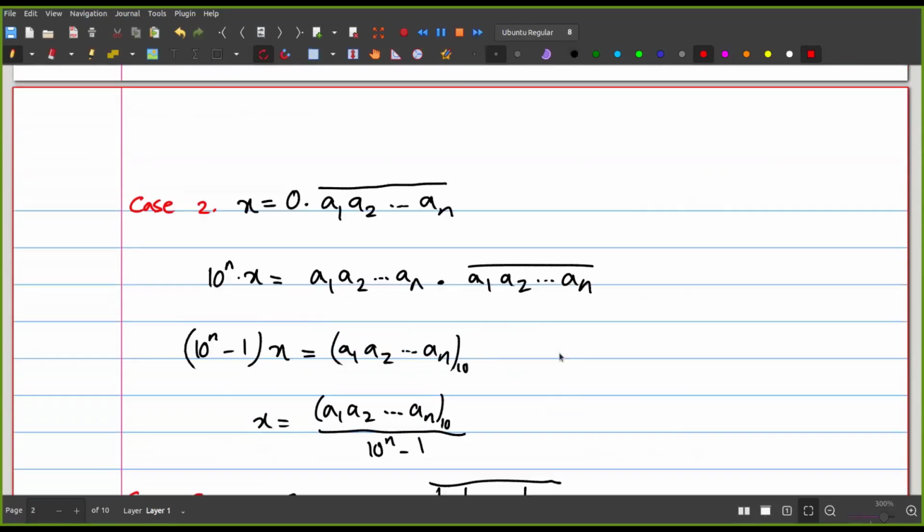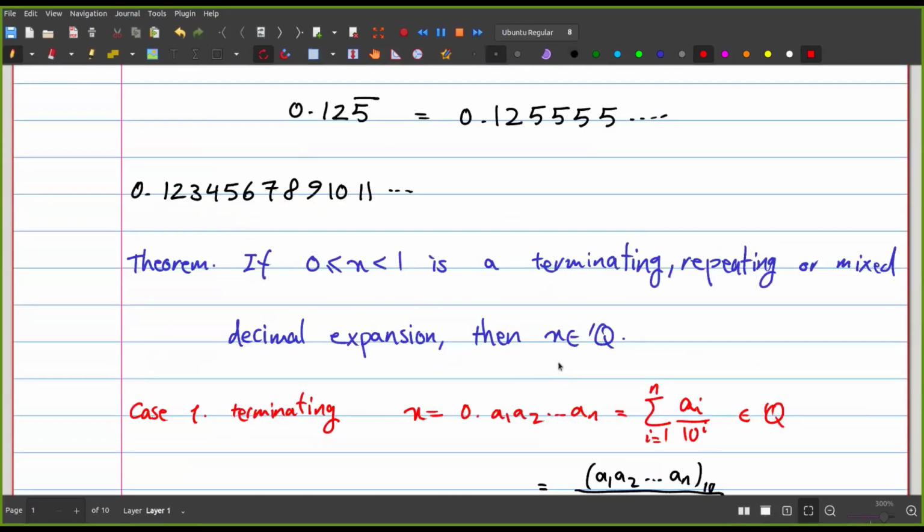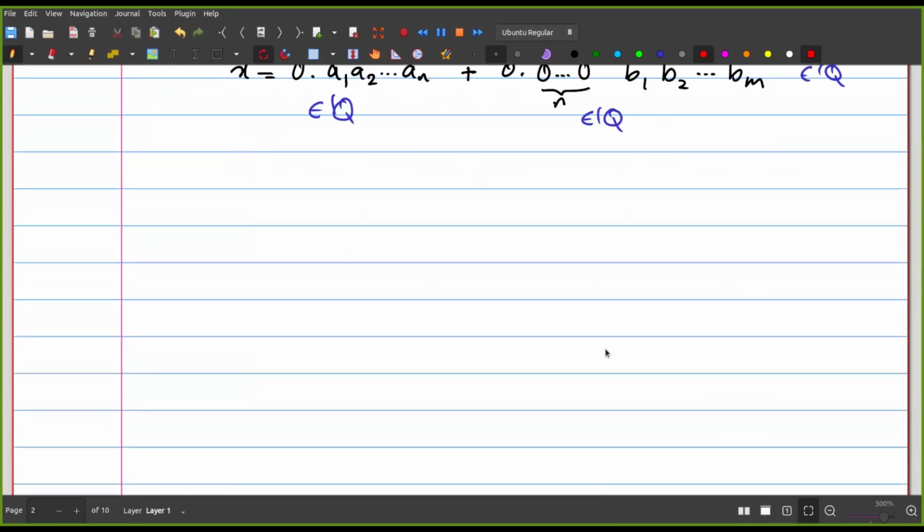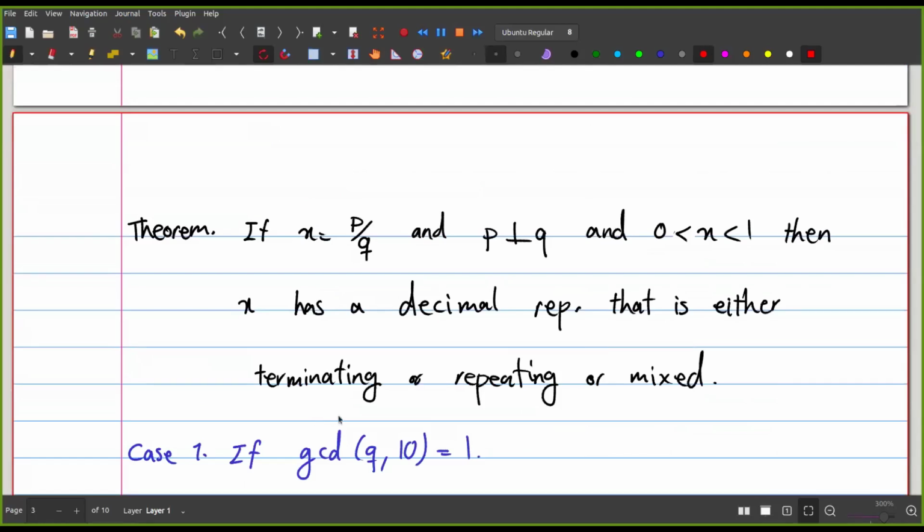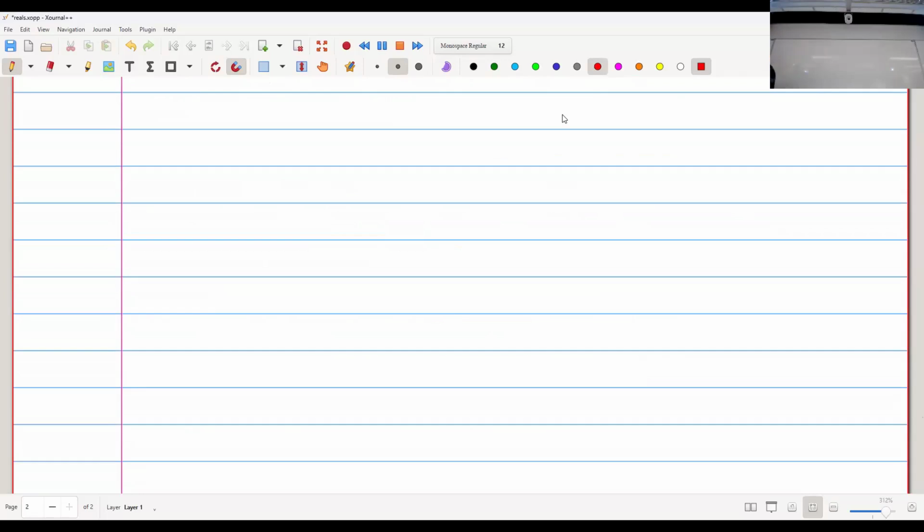We proved 2 theorems. We proved that if I have a terminating, repeating, or mixed decimal expansion, then that's a rational number. And if I have a rational number, then it has a terminating, repeating, or mixed expansion. And of course, I'm doing this for numbers between 0 and 1. You can just do it for any number. Why did I do all of this?